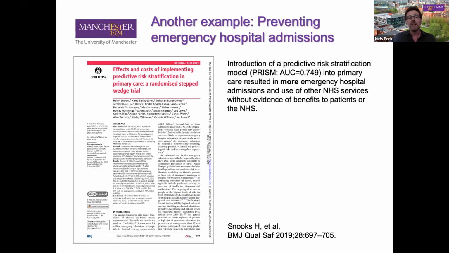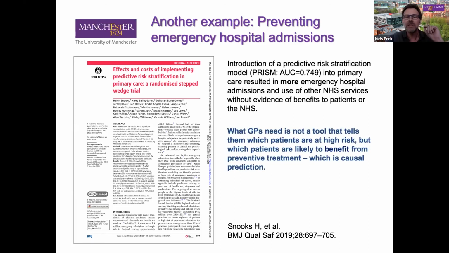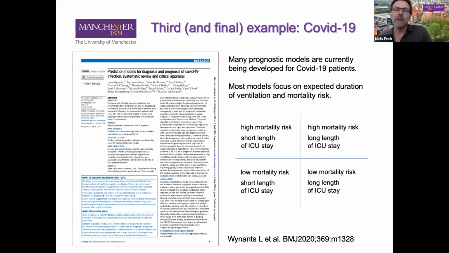I think probably in studies like these, that might even have led to some form of cynicism of the GPs involved, saying, well, if the tool says that, it's probably going to happen, I can't prevent it anyway. So what GPs need is a tool that tells them not just which patients are at high risk, but which patients are likely to benefit from preventative treatment. And that's causal prediction. So I'm going to move to my final example, which is around COVID-19.